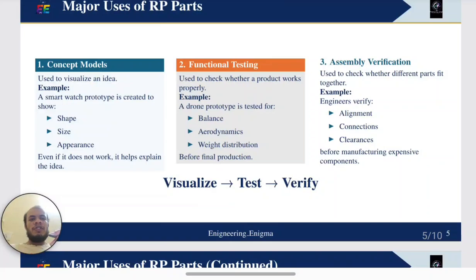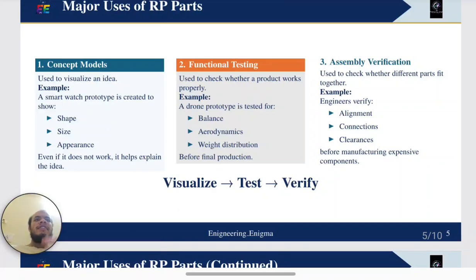This is the first use of RP, and the second is functional. Functional in the sense that it is not completely working. Suppose a company is developing, let us say, a drone. Before manufacturing thousands of drones, engineers test balance, weight distribution, aerodynamics, and flight stability. If problems are found, changes can be made immediately. This is called functional testing.